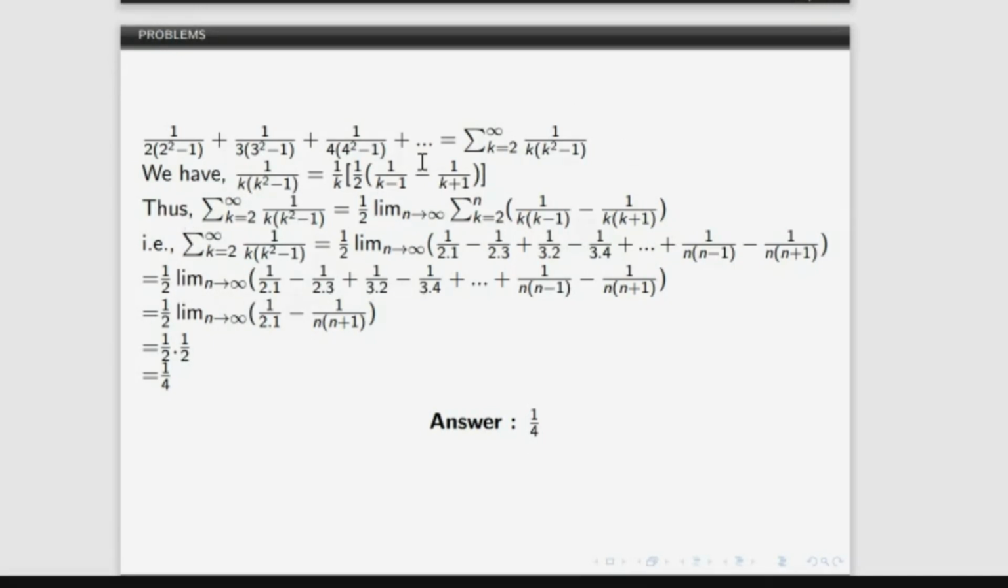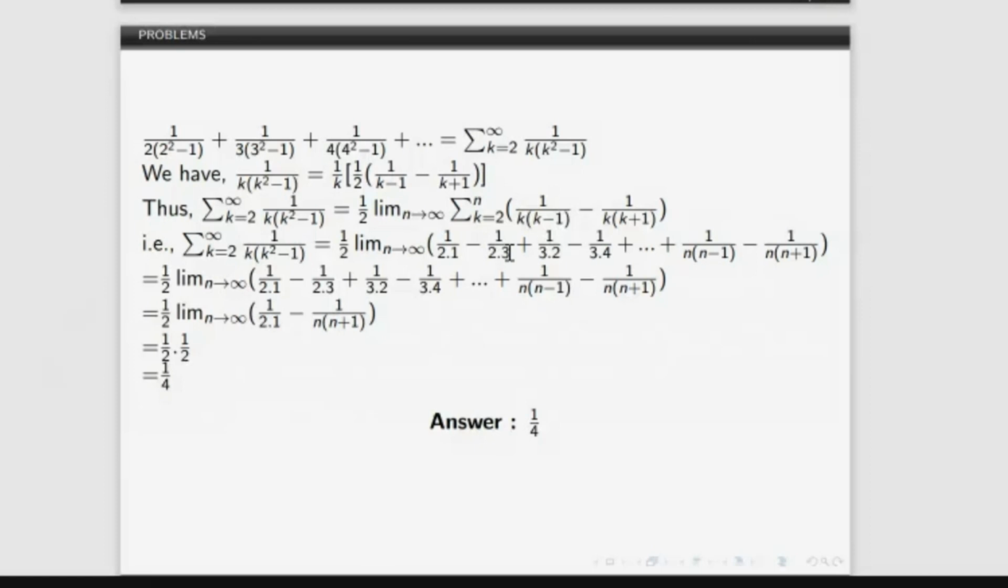Now we are trying to find the series sum. That is the same as taking the limit of the partial sum. I am taking this 1 by 2 outside as a constant, taking limit n tends to infinity, sum k equal to 2 to n, restricted till n, of 1 by k into k minus 1 minus 1 by k into k plus 1. So 1 by 2, I am keeping the limit there itself, and I am applying the values 1 by 1.